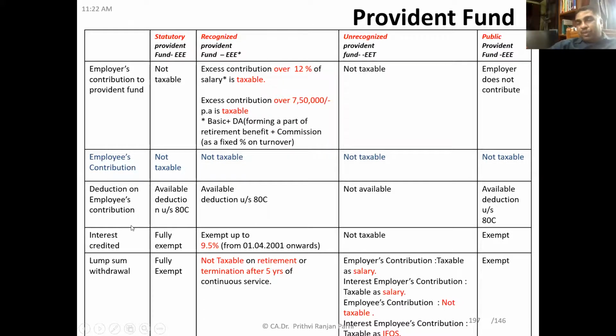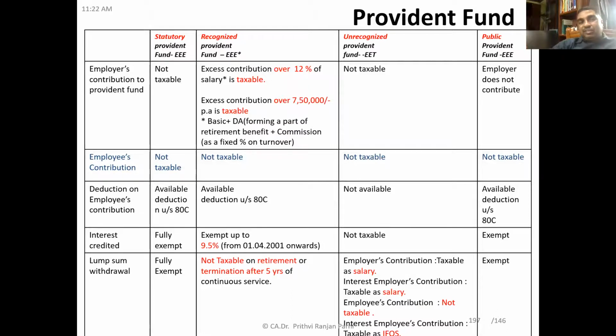Now, as you know, from the gross total income, an employee can claim certain deductions under Section 80C. And if it is a statutory provident fund, for the amount contributed by the employee, he can claim deduction under Section 80C. Interest credited to this fund is also fully exempt. Lump sum withdrawal is also fully exempt. So deposit is exempt, interest is exempt, lump sum withdrawal is also exempt. Therefore, we call it EEE. That was statutory provident fund.